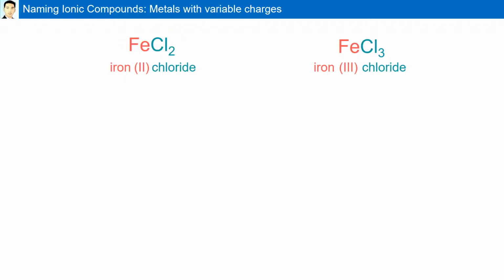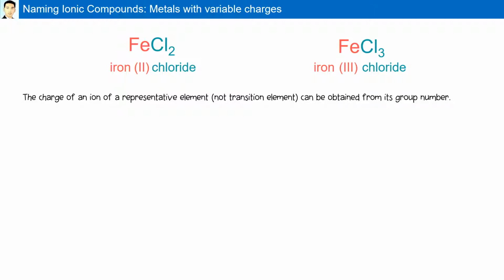Naming ionic compounds, metals with variable charges. In this example, we have iron(II) chloride and iron(III) chloride. The iron can have multiple charges. The charge of an ion of a representative element, not a transition element, can be obtained from its group number. For example, magnesium found in group 2 has a 2+ charge.